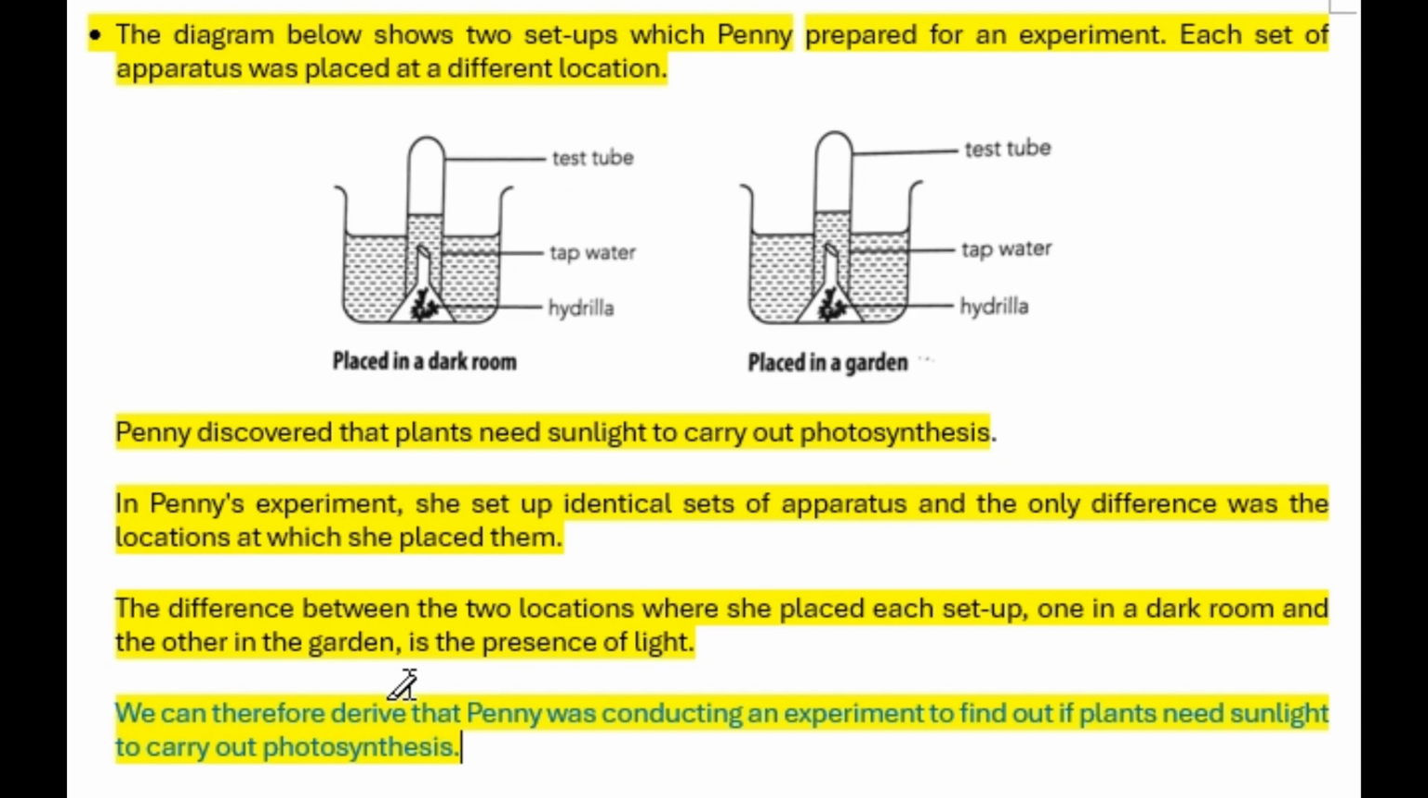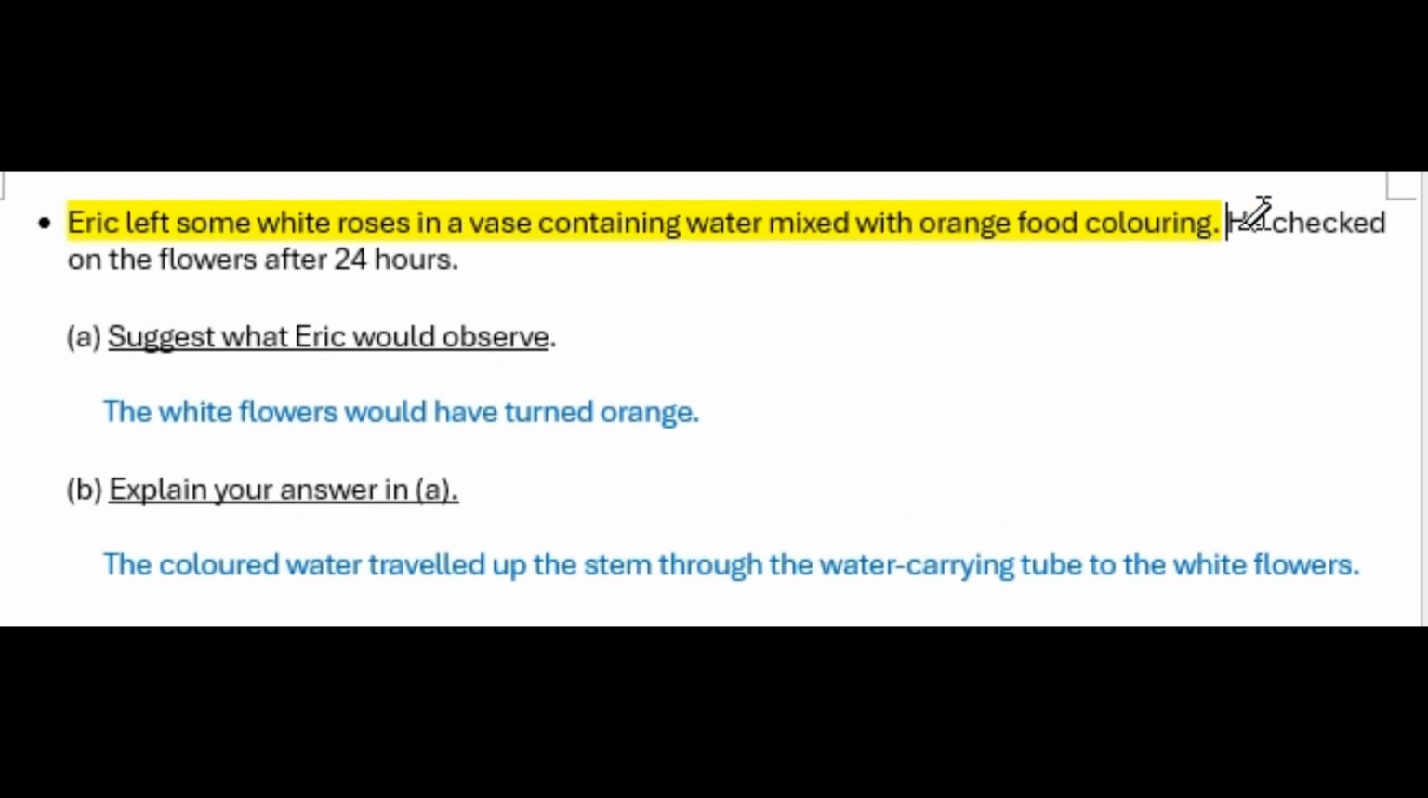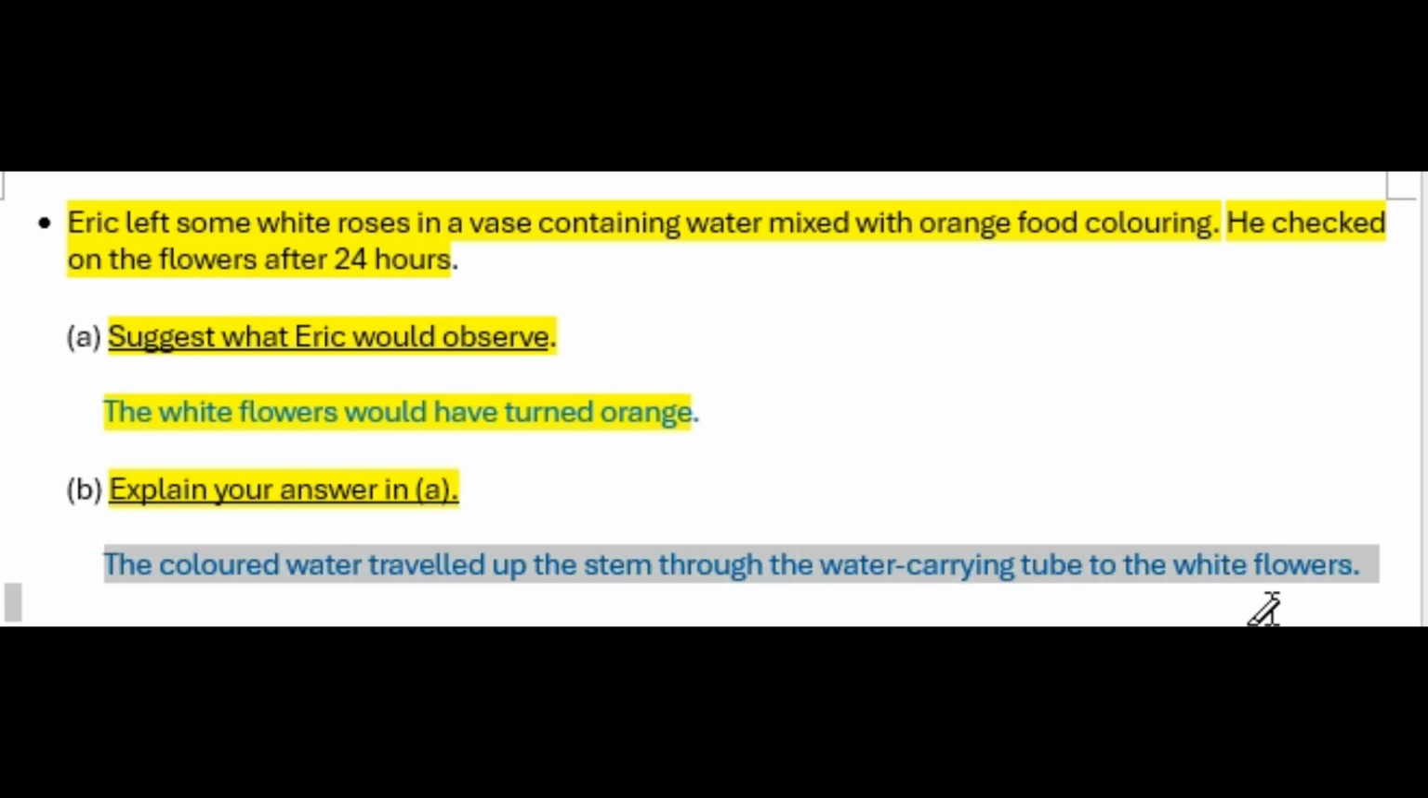Eric left some white roses in a vase containing water mixed with orange food coloring. He checked on the flowers after 24 hours. Suggest what Eric would observe. The white flowers would have turned orange. B. Explain your answer in A. The colored water traveled up the stem through the water-carrying tube to the white flowers.